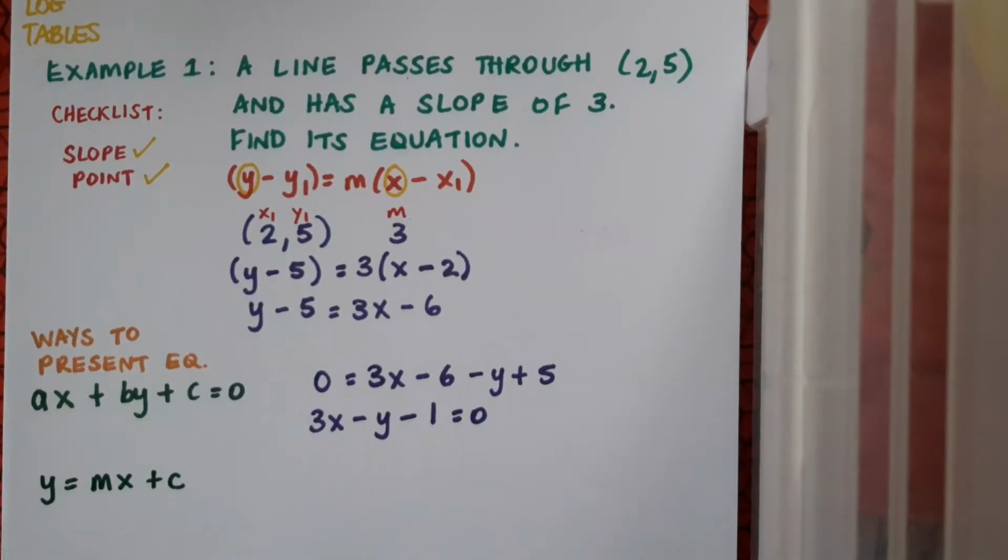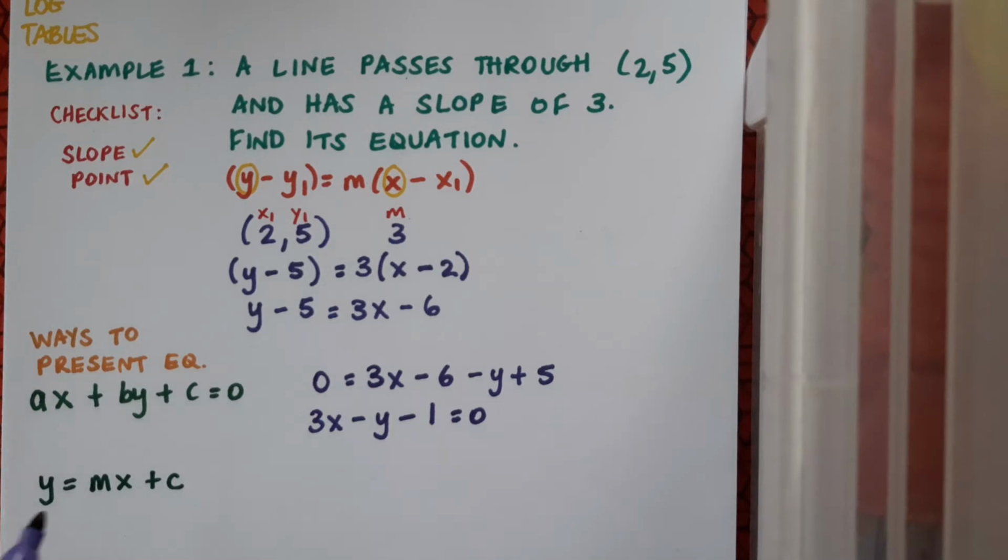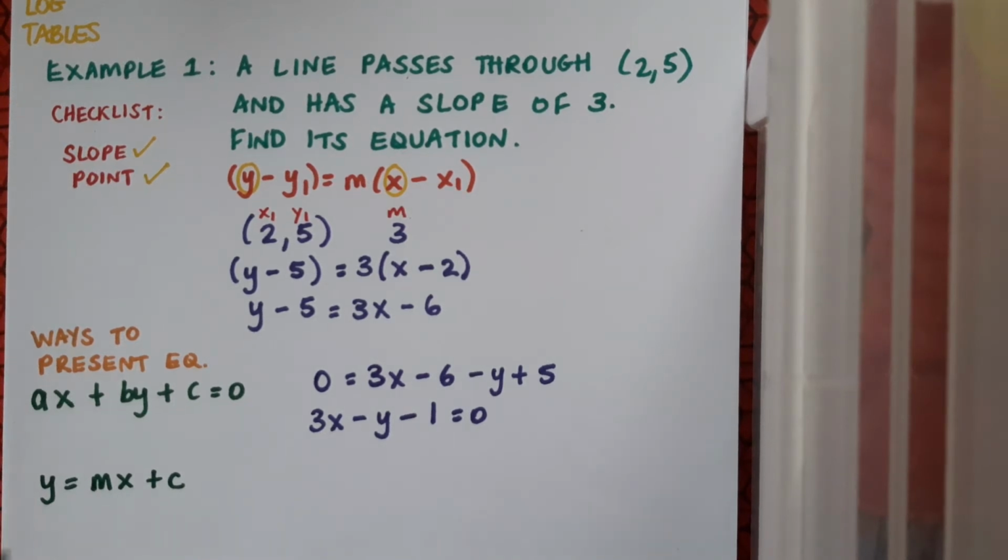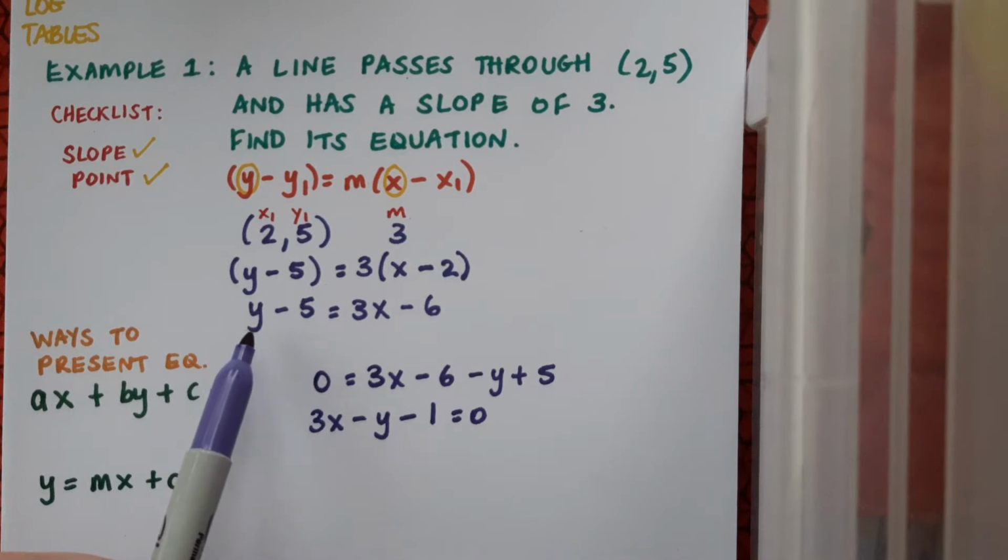The other way that we can be asked to write the equation of our line is in the form y equals mx plus c. So this just involves arranging our equation in a slightly different order. We want to leave the y on the left-hand side equals to everything else. Looking at our equation here, that's pretty easy to do. I'll just leave this y here and move the minus 5 over.